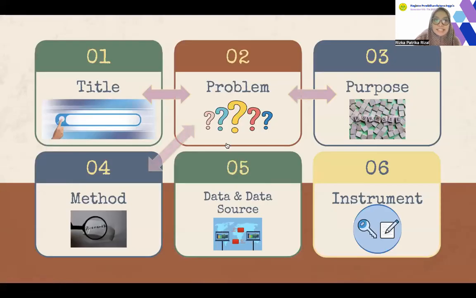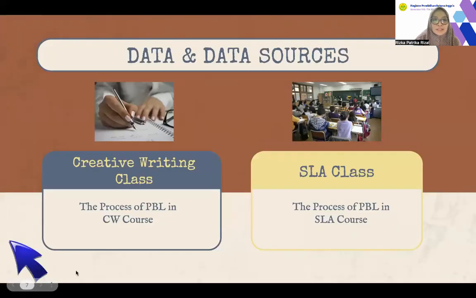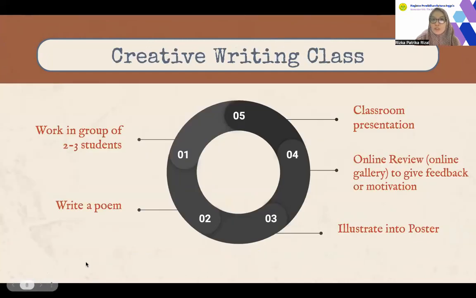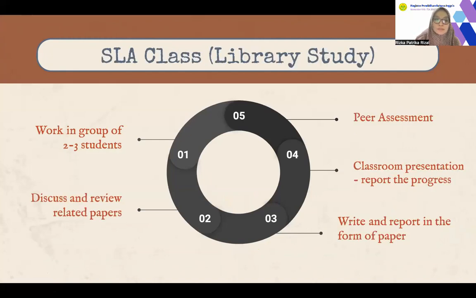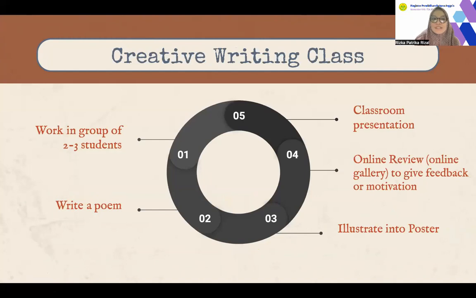For the last chain of reasoning, it is about the data and the instrument. Since the data is the process of project-based learning, which is conducted in the creative writing course and the second language acquisition course, the instrument is observation. There are five stages conducted in the course. As you can see here in the creative writing class, first, students work in groups of two to three and write a poem, illustrate it into a poster, and then they do an online review on the online gallery to give feedback or motivation, and then they present their poster in front of the classroom.